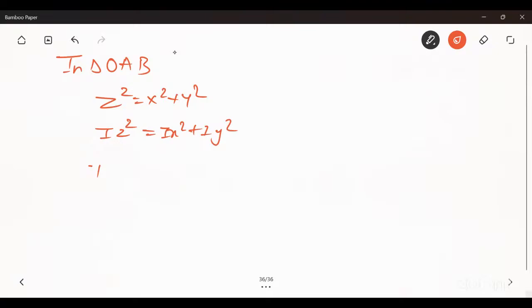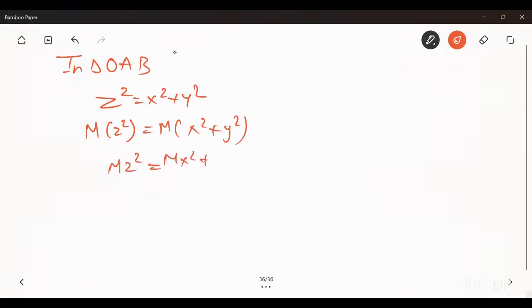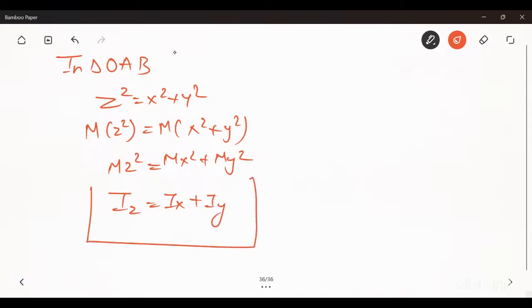That means, sorry, if I multiply both sides by mass, m of z square is equal to m of x square plus y square. So m z square is equal to m x square plus m y square. What it means is that the moment of inertia about the z axis is equal to the moment of inertia about the x axis plus the moment of inertia about the y axis. So that was the theorem of perpendicular axis.